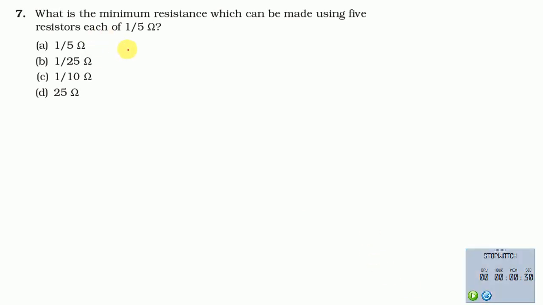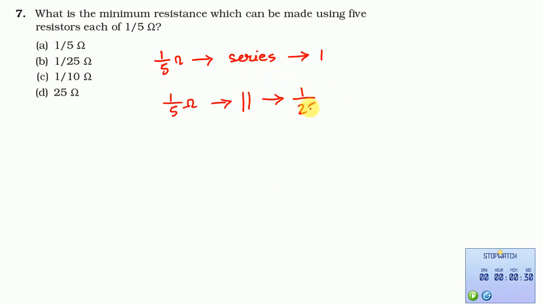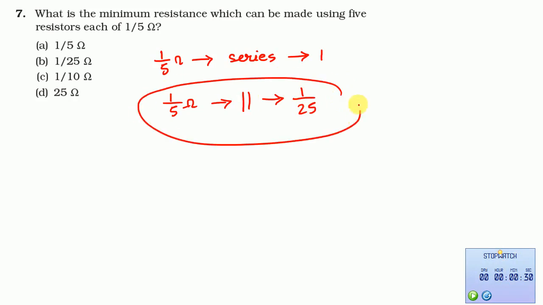Okay, now we solve this question. If we connect 1 by 5 ohm resistances in series, then we are getting 1, and if we connect them in parallel, then we are getting 1 by 25. Obviously, if we talk about the minimum, 1 by 25 is correct, right? So option B is right. Clear, right? 1 by 25.